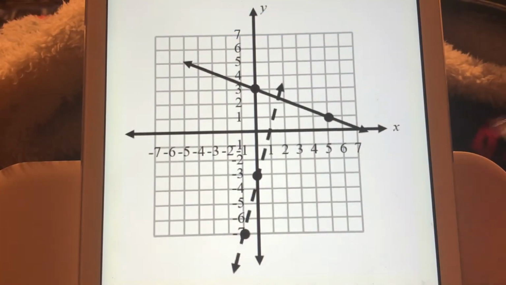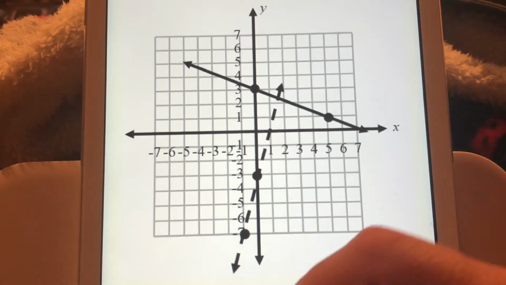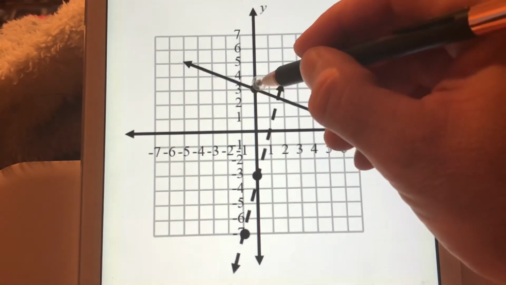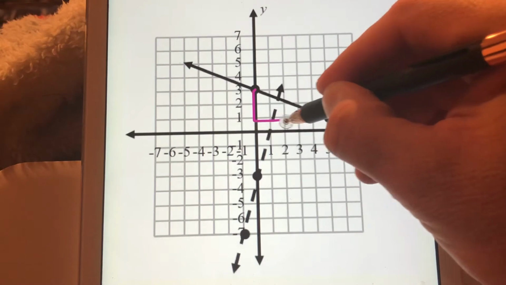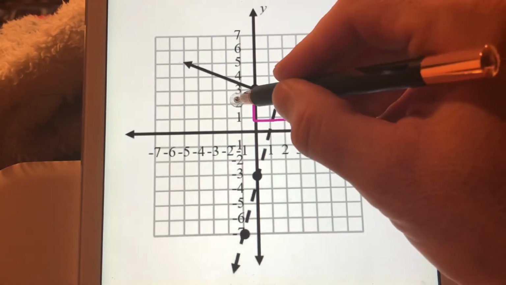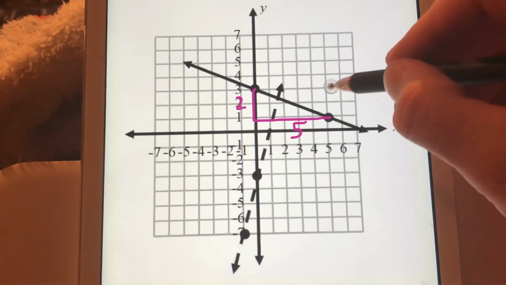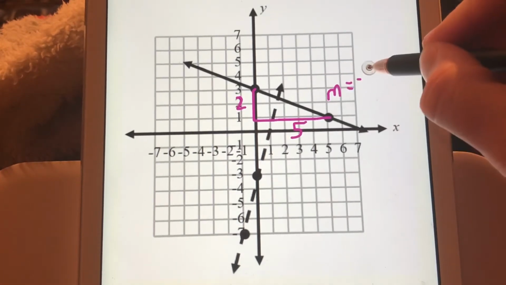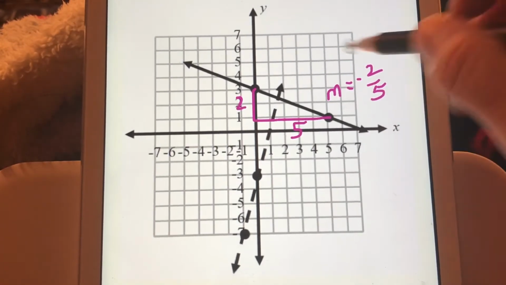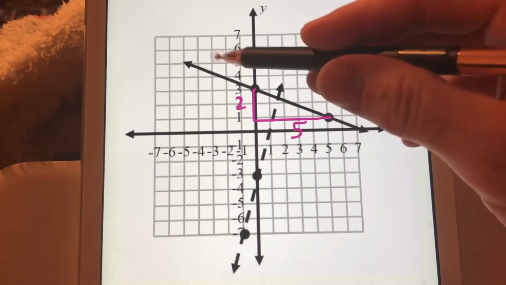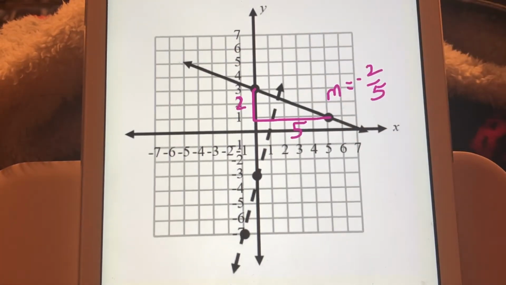So to find the equation of the solid line first, we need to know the slope and we need to know the y-intercept. So I'm going to do rise over run here to find the slope. So I'm going to draw my rise over run triangle. It looks like we're going down 2 and to the right 5. So the slope is going to be negative 2/5. It's negative because the line falls from left to right.